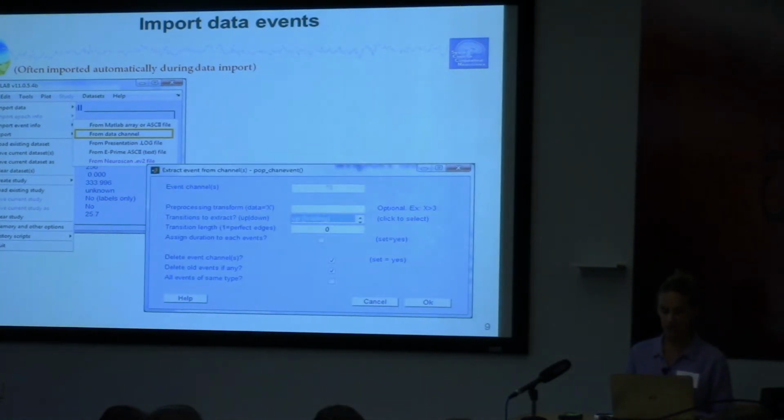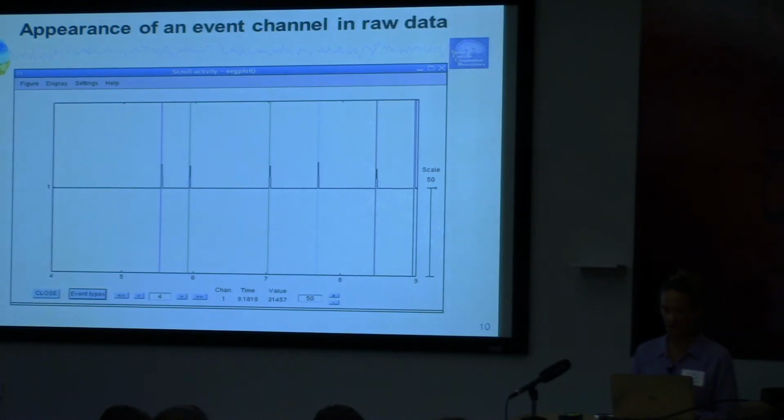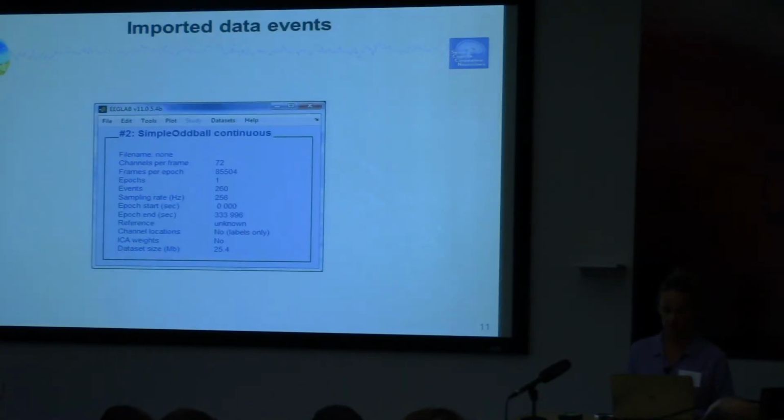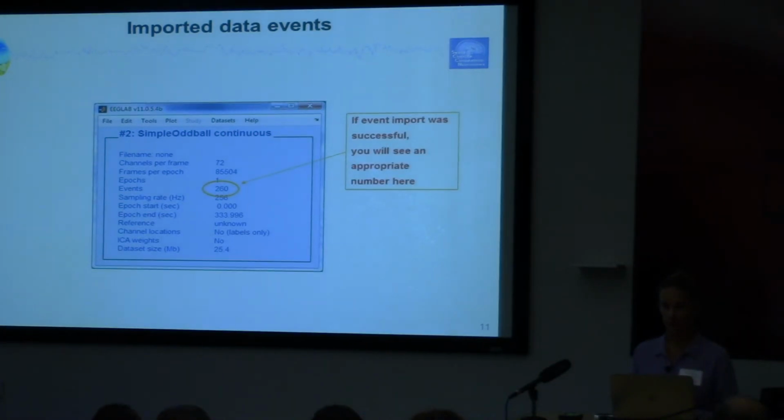So if you do it from a channel, you would put in the channel number that contains the events, and often this looks like this in the data scroll. So it's zeros until you have an event, and then there's a value that's associated with that event. So EEGLAB just goes through and reads those numbers off. So if you imported the events correctly, then there should be a number here in the GUI that represents something close to how many events were in your task.